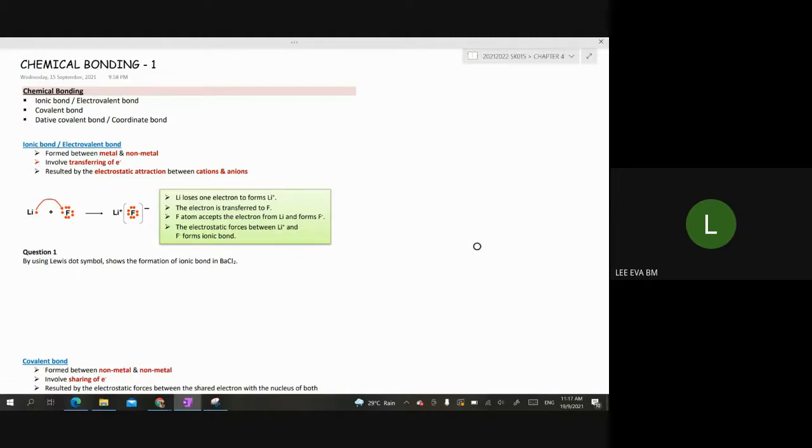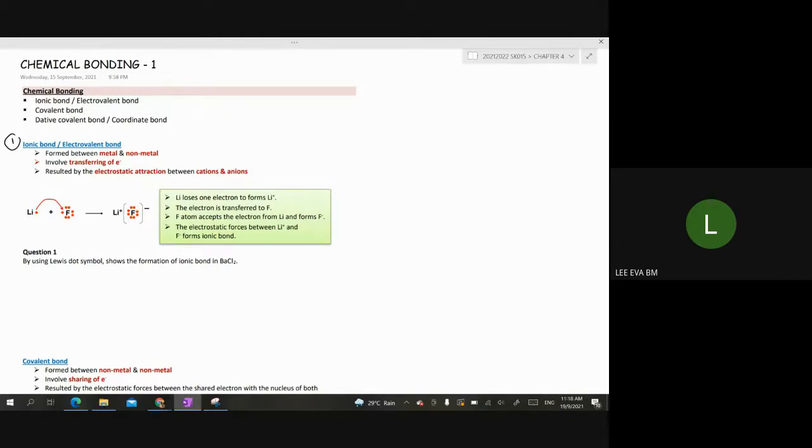now we look at chemical bonding. We want to talk about ionic bond, covalent bond, and also dative bond. The first one is the ionic bond, also called the electrovalent bond. Ionic and electrovalent are equivalent; they have the same meaning. Ionic bonds form between a metal and a non-metal. It involves the transfer of electrons from the metal, which loses electrons, to the non-metal, which accepts the electrons. The resulting electrostatic force is our ionic bond.